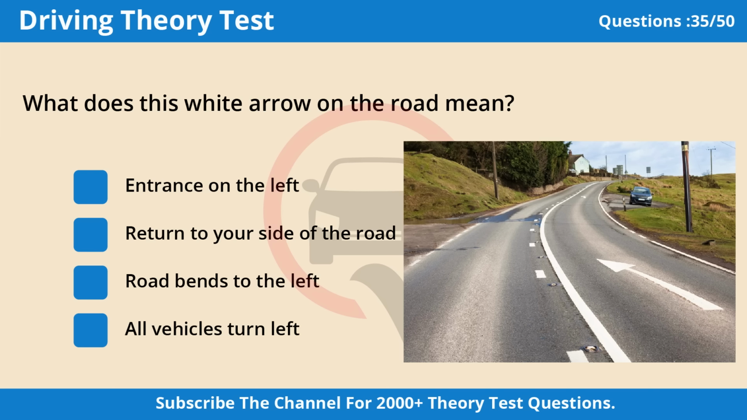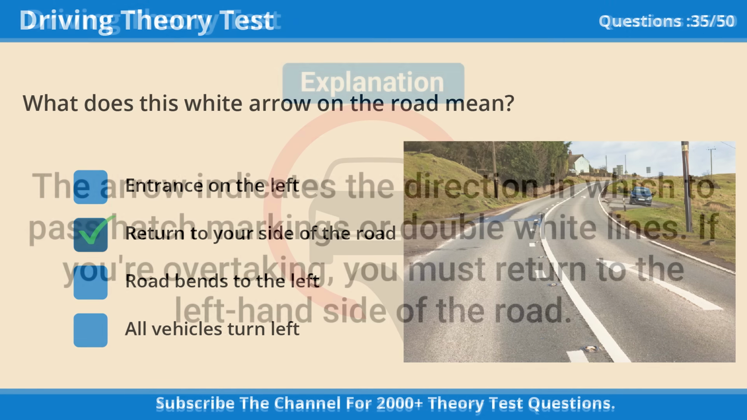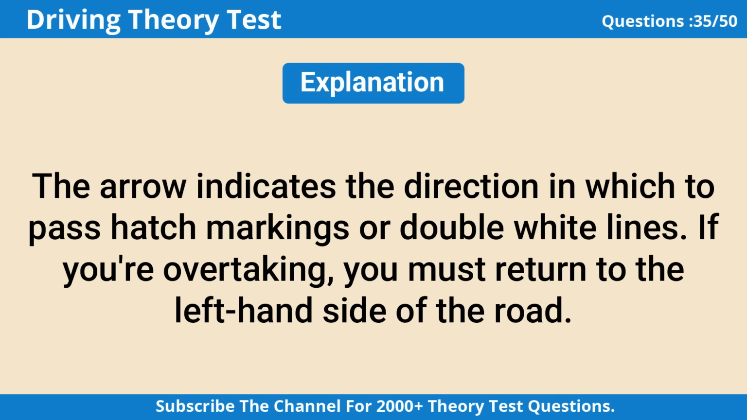Question 35. What does this white arrow on the road mean? A. Entrance on the left. B. Return to your side of the road. C. Road bends to the left. D. All vehicles turn left. B. Return to your side of the road. The arrow indicates the direction in which to pass hatch markings or double white lines. If you're overtaking, you must return to the left-hand side of the road.